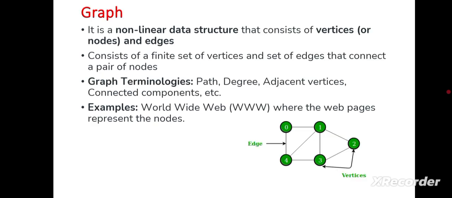Next we are moving to the concept of graph. This is also one kind of nonlinear data structure, consisting of vertices and edges. It is used to represent networks such as social media connections or route maps. Some terminologies used in a graph are path, degree, adjacent vertices, and connected components. We can include the World Wide Web as an example for the graph concept.